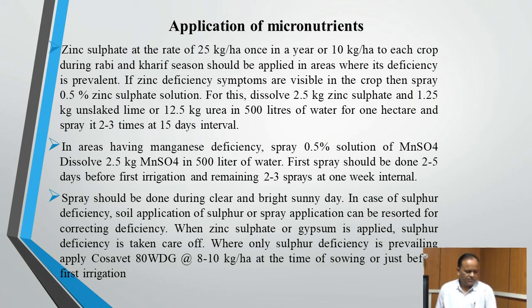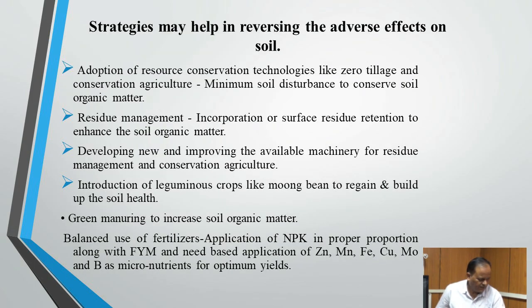In case of sulfur deficiency, soil application of sulfur or spray application can be resorted to for correcting the deficiency. When zinc sulfate or gypsum is present in the soil, then there is no need of giving extra sulfur from other sources. Actually, zinc sulfate and gypsum take care of the deficiency of sulfur. So these are the strategies that may help in reversing the adverse effect on the soil.